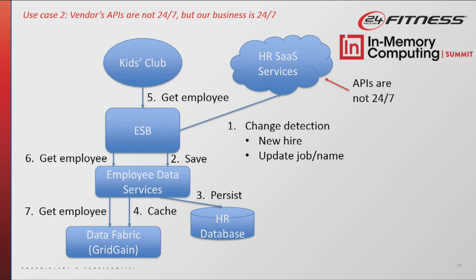We save that by way of our data services into the data grid, and all apps. Kids Club is just one of the apps; there's probably 15 to 20 other UIs or clients or apps that use employee data. We instead make all of our reads go to the data fabric, and that performs better, and it also means that if their APIs are down, we still have our club information.